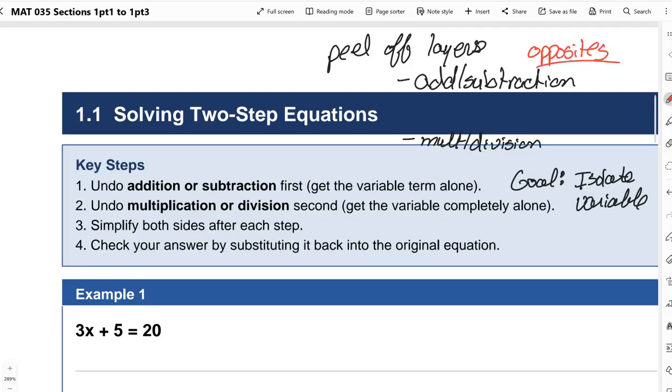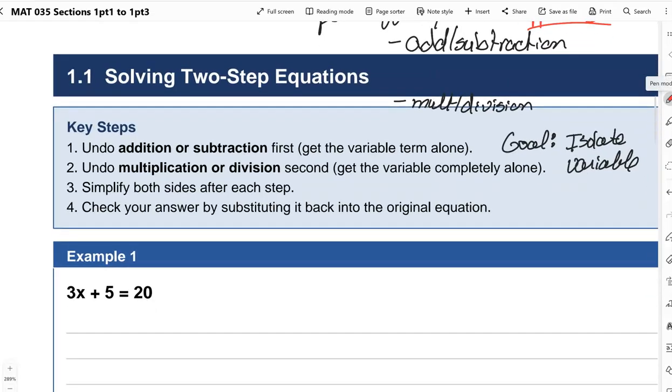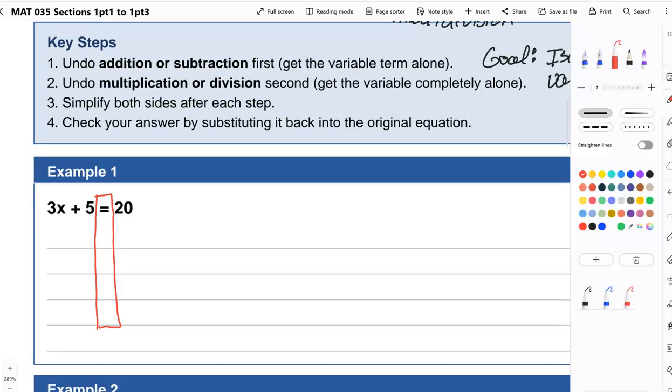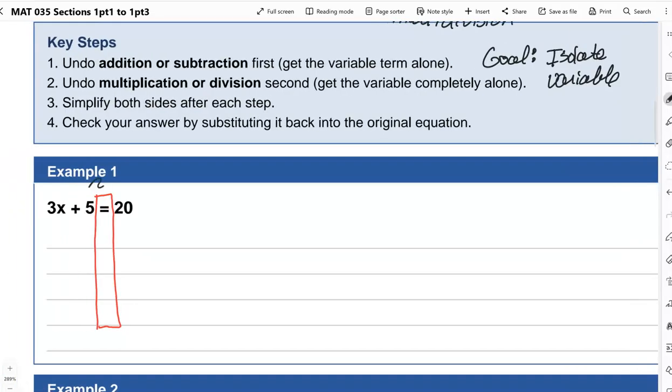After you peel off the added or subtracted term, then you're going to deal with the multiplication and division, and that's going to get that variable by itself. So let's look at a few examples. In the first one, we have 3 times x plus 5 equals 20. I'm going to draw my wall around my equal sign. Remember, to cross that wall, you have to do opposites. The first thing I want to do is peel off that outside piece, which is that 5.